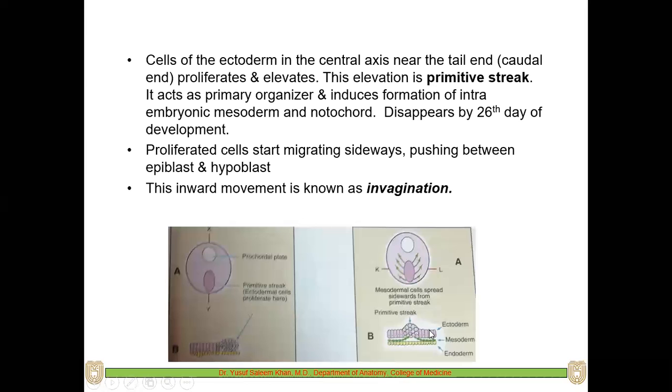The epiblast is now called ectoderm and the hypoblast is now called endoderm. The cells proliferating from the primitive streak are called the mesoderm. So now there is formation of three layers. It started from a two-layered structure and now it is becoming three-layered. This process of formation of three layers is called gastrulation.